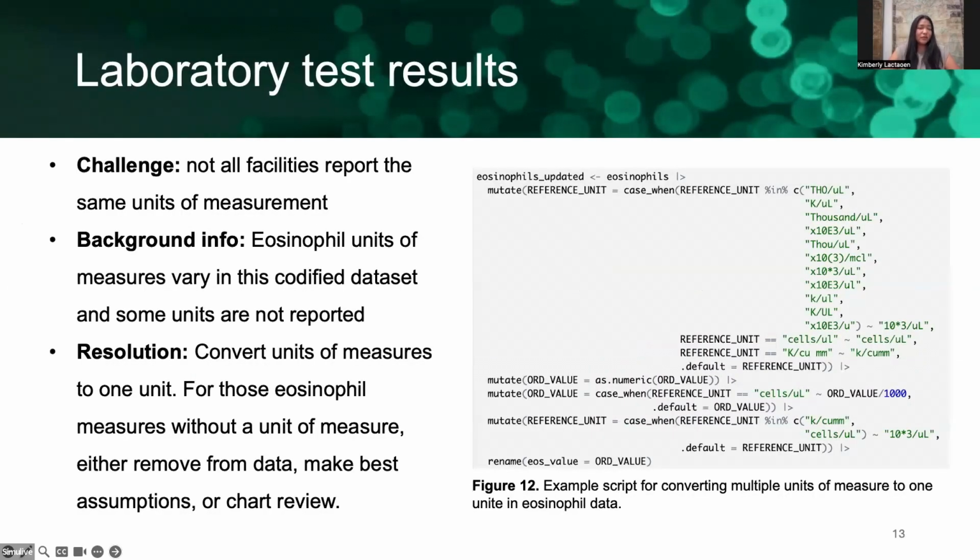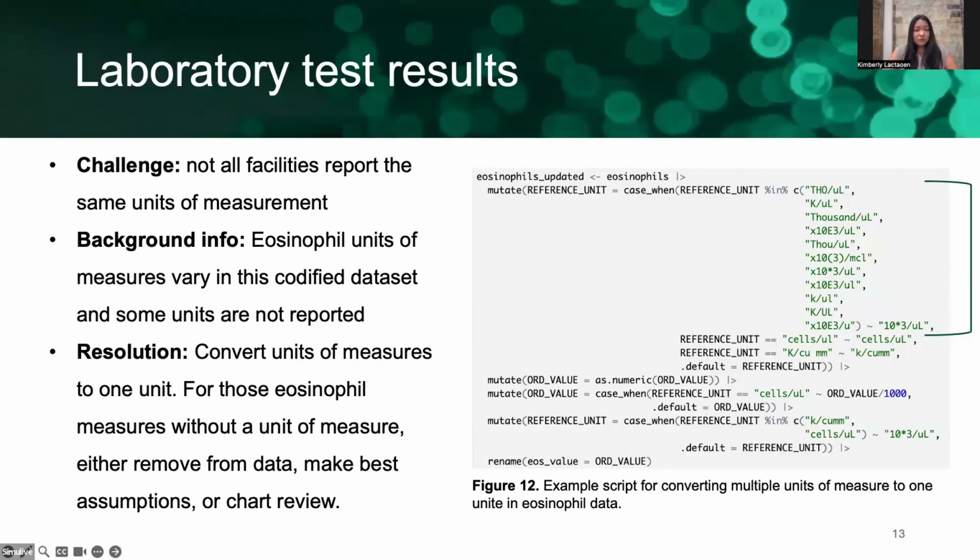In this last example, I wanted to provide an example from laboratory test results. In this case, eosinophil data, as it has been reported as a biomarker for severe eosinophilic asthma. The eosinophil data from the EHR has varying units of measurement, as you can see in the figure from this section of the script. Here we convert the units of measure to one unit for consistency using case_when as what we've done before.